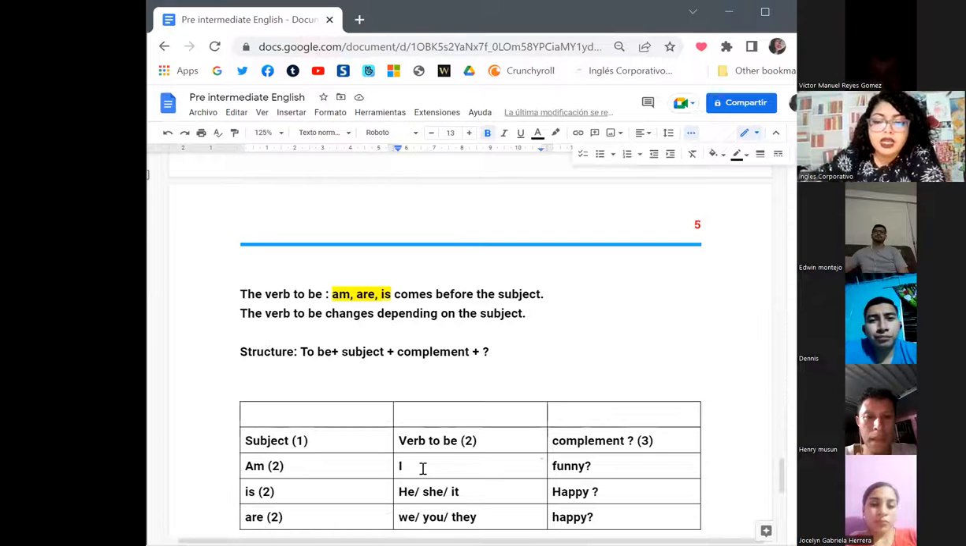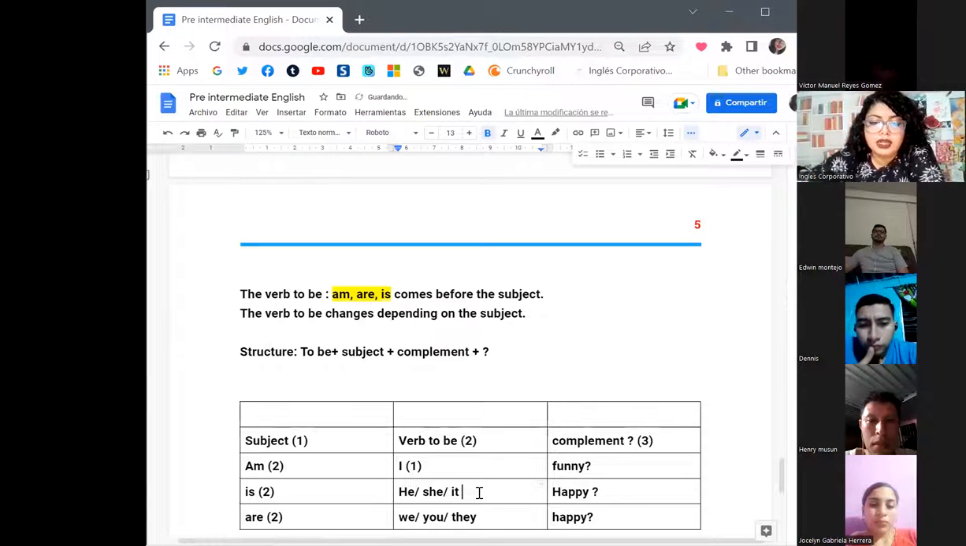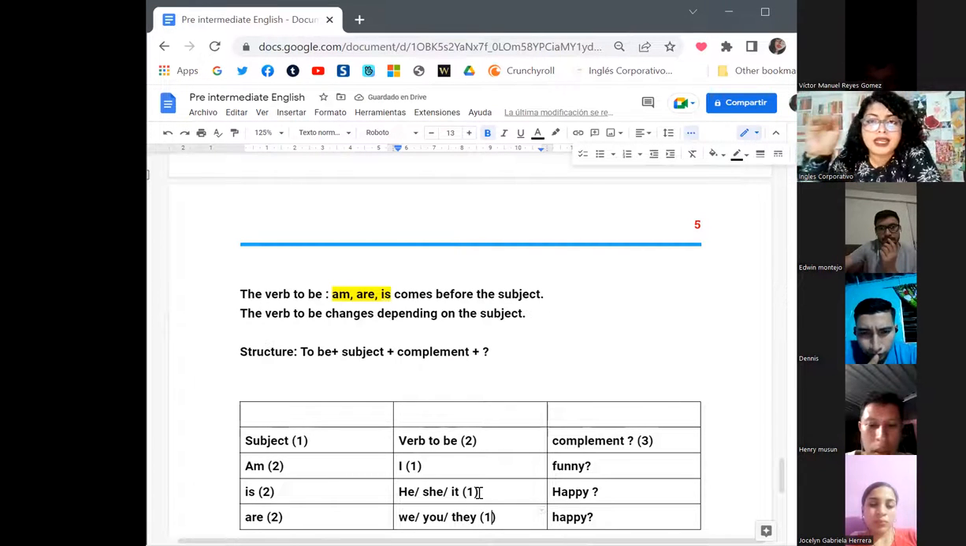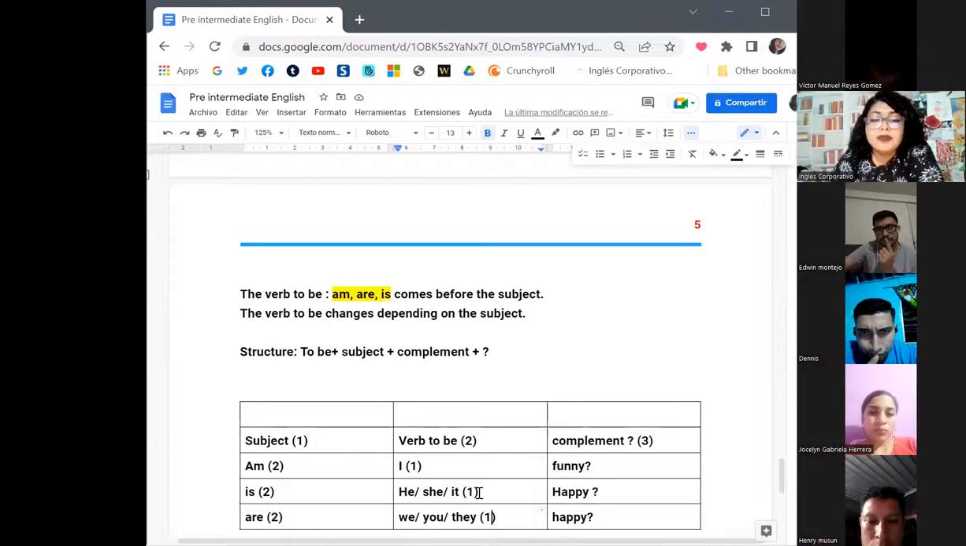Por eso les pongo los números para que ustedes vean dónde vamos a hacer el cambio. So, here we have the number one. Then again, number one. That is the order that we use in the structure of the sentence. But in this case, we are creating questions. So we are going to change that element. And in this case, the number three is in the same place.